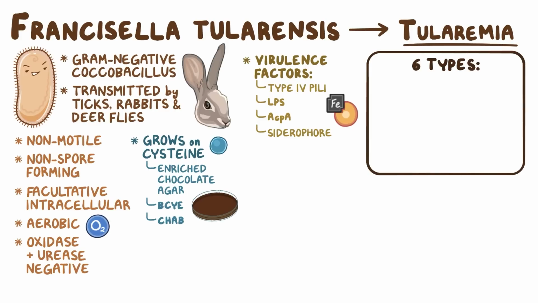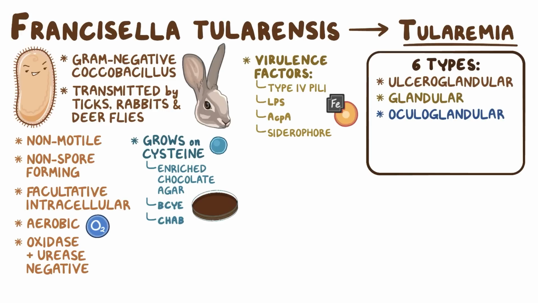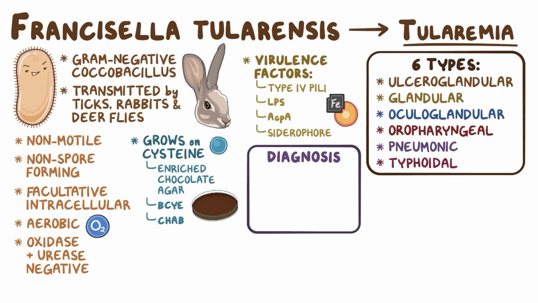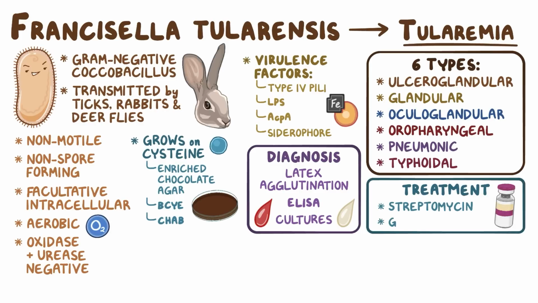Tularemia has 6 different forms: ulceroglandular, glandular, oculoglandular, oropharyngeal, pneumonic, and typhoidal. It can be diagnosed with serological tests like latex agglutination and ELISA, and also with cultures from blood, lymph node drainage, skin lesion drainage, or sputum. Treatment is usually done with streptomycin and gentamicin.